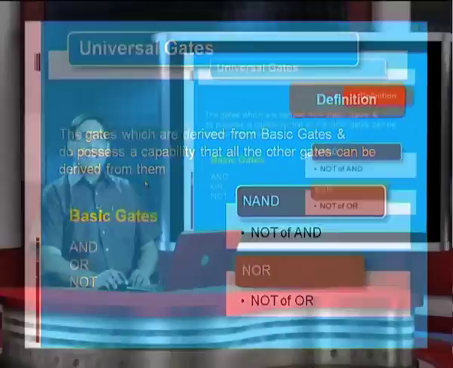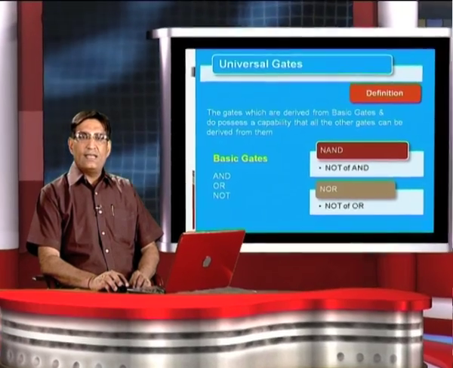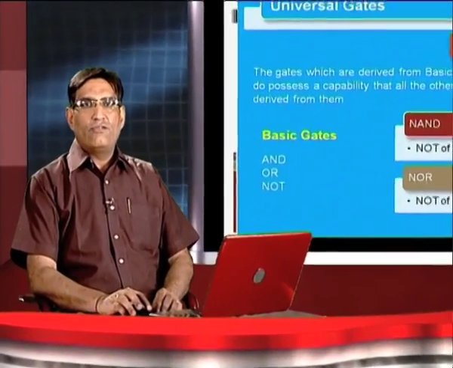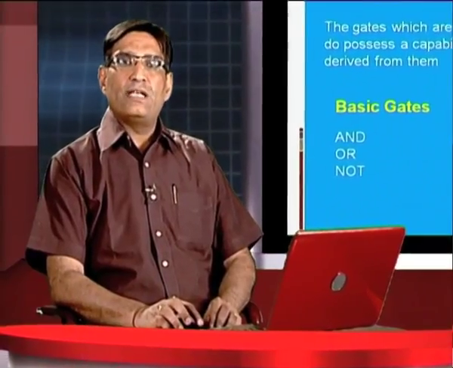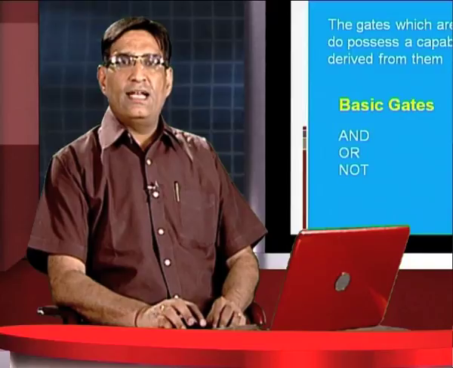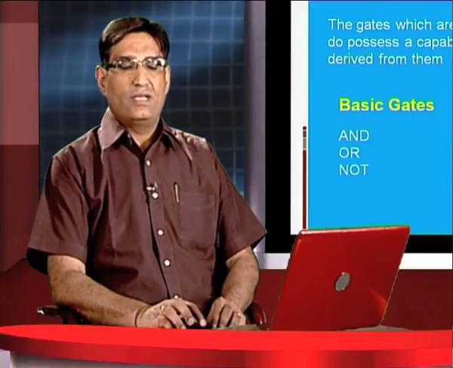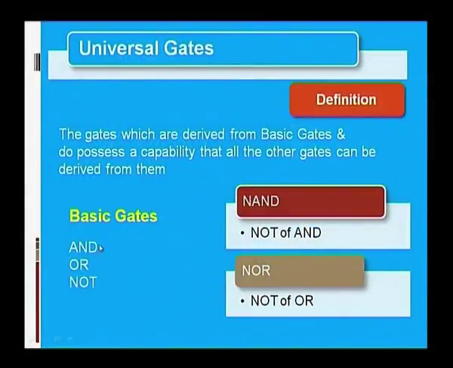That means if I define a gate to be a universal gate, then there are two properties of it. First, it is derived from basic gates only, and second, from the universal gate you can derive all the other remaining 6 gates. We say the basic gates are AND, OR and NOT. So there are two universal gates which can be formed.